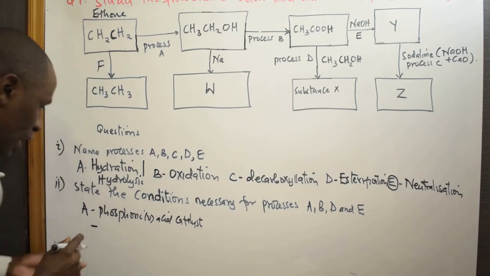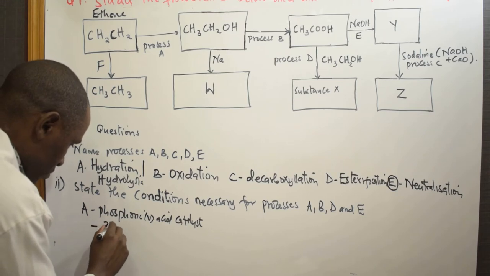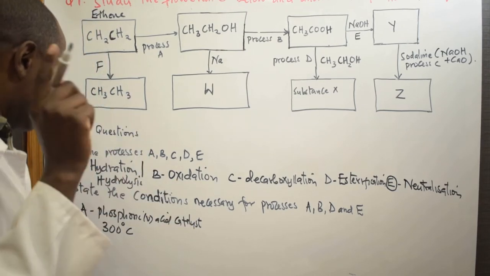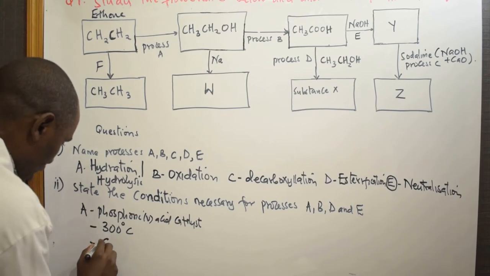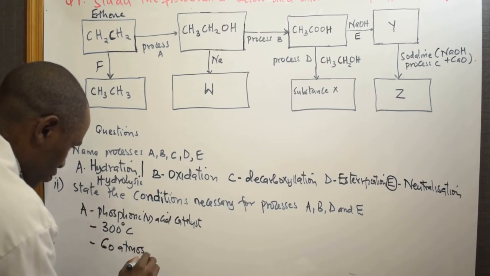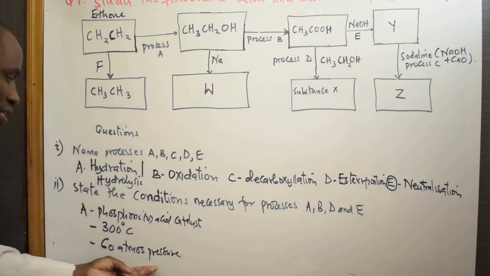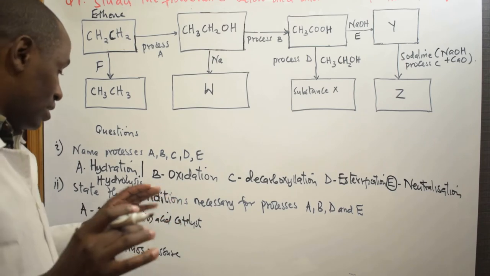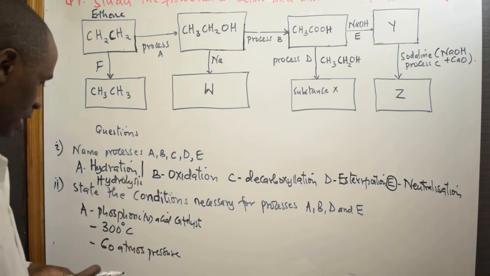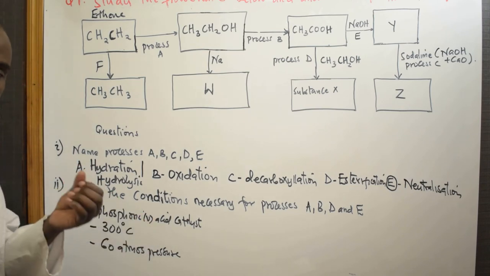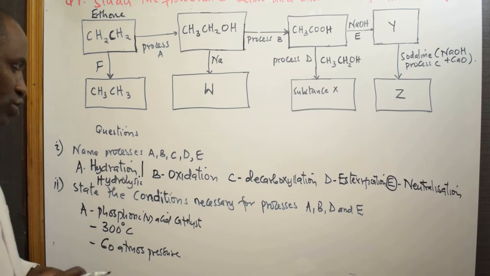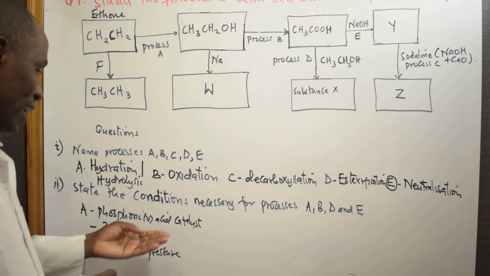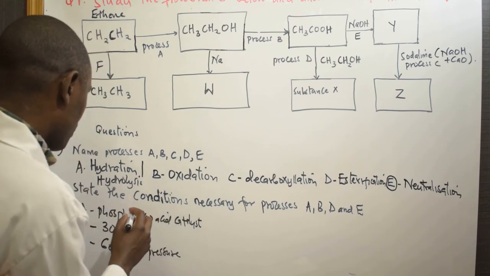Then we are also going to have a temperature of 300 degrees Celsius, and we can also have 60 atmospheres pressure. Look at that, 60 atmospheres pressure. Now in this particular case, this is a reaction that I've just said is hydration. If I was using conc sulfuric 6 acid here, of course, I would talk about the conditions: presence of conc sulfuric 6 acid. I would also mention a temperature of 180 degrees Celsius.